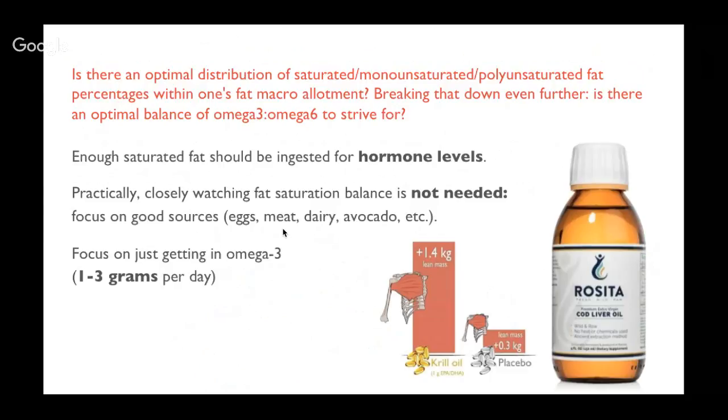Of course, you should be sure that you're getting enough saturated fat to support hormone levels, because research shows that's very correlated with your testosterone, estrogen, all the anabolic hormones basically. But you should not be watching for mono or saturated or polyunsaturated fat balances. That's going a little bit too far. I would rather just focus on good fat sources like eggs, meats, fatty meats, dairy, avocado, generally considered healthy fat sources. And basically the rest will handle itself.